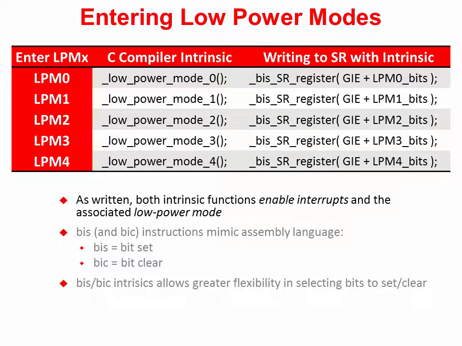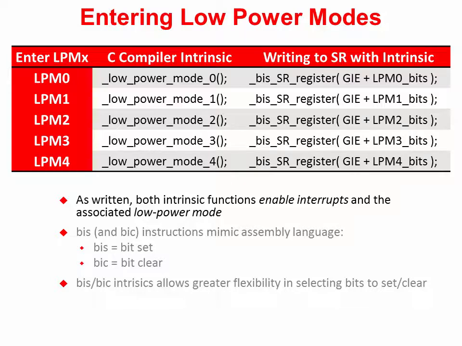In the example shown here, for LPM 0, we're setting the global interrupt enable bit as well as the LPM 0 bits in the status register. Both methods shown here will achieve the same goal of entering a low power mode with interrupts enabled. The low power mode function is a bit easier to read, although the status register function provides slightly more flexibility. Nice thing is that you can choose whichever suits you.